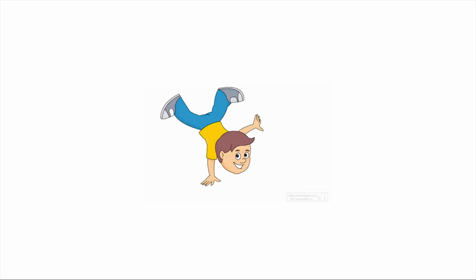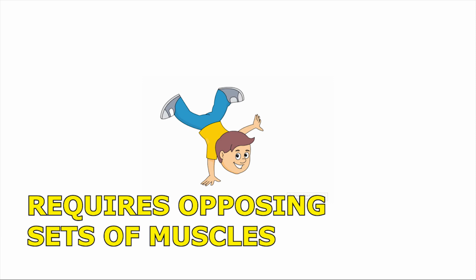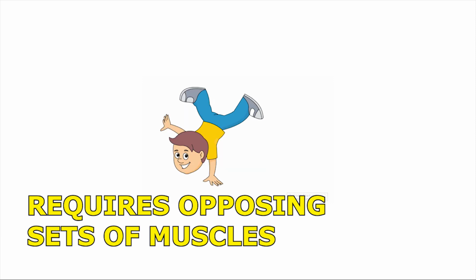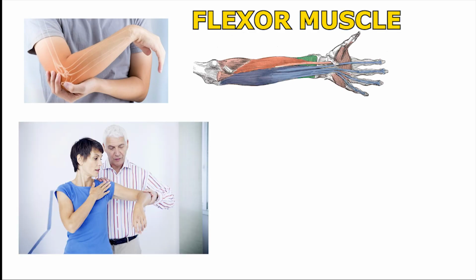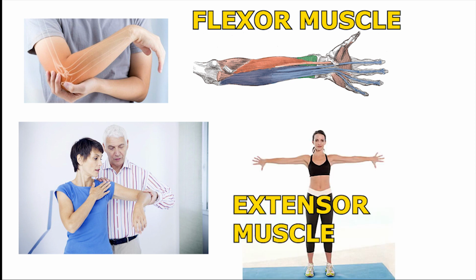Moving a leg or arm back and forth requires opposing sets of muscles called antagonistic muscles. At your elbow, for example, you have a flexor muscle that brings your hand toward your shoulder and an extensor muscle that straightens the arm.